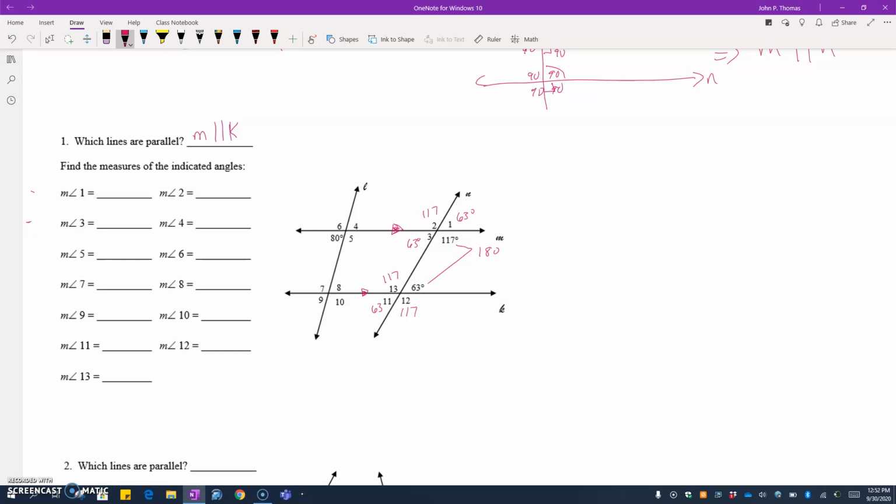I'm going to go over to the other side now, and I still have M and K are parallel to each other. So that 80, I can bring down where the 9 is. I know that vertical angle, so I can bring an 80 over there and an 80 over here. And then 6, 5, 7, and 10 all have to be 100 because I can form a linear pair, which is supplementary. So we can fill those in.